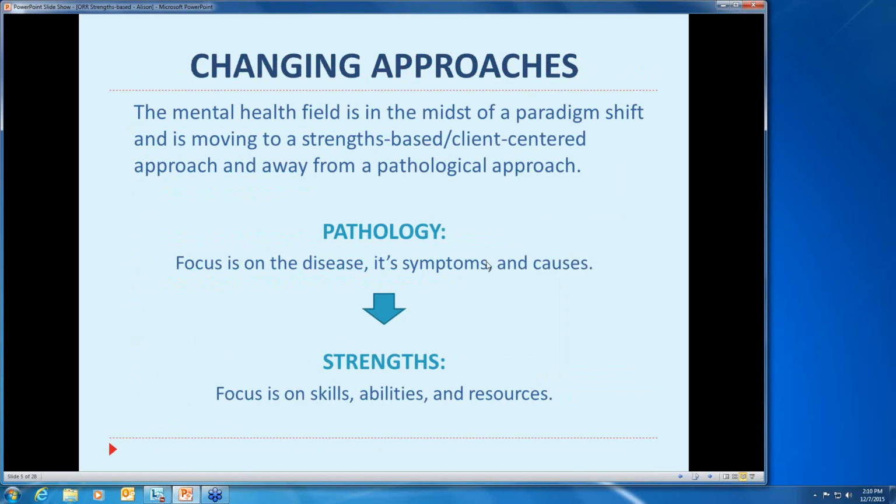So as you can see from that brief history, we're in the midst of a paradigm shift right now. We're changing from asking what is the problem and how can it be fixed to what are the existing strengths and how can they be further developed. So we're no longer looking quite as closely at the diagnosis and the disease, but we're looking more at the potential.